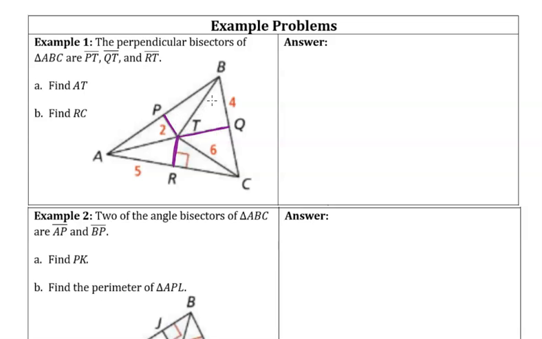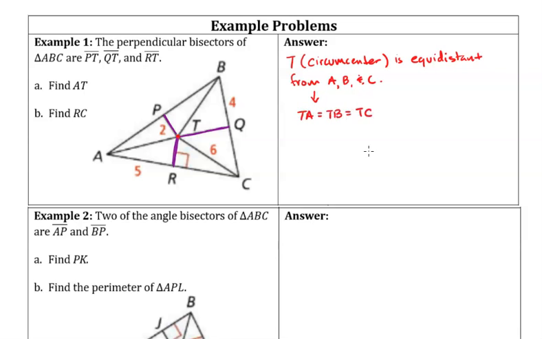So remember, that means that their point of concurrency, which would be T, is called the circumcenter of our triangle, and it is going to be equidistant from the three vertices, right? T, which is our circumcenter, is equidistant from A, B, and C. So what that tells us is that T to A is the same as T to B is the same as T to C. Now we see here that T to C is equal to 6, right?